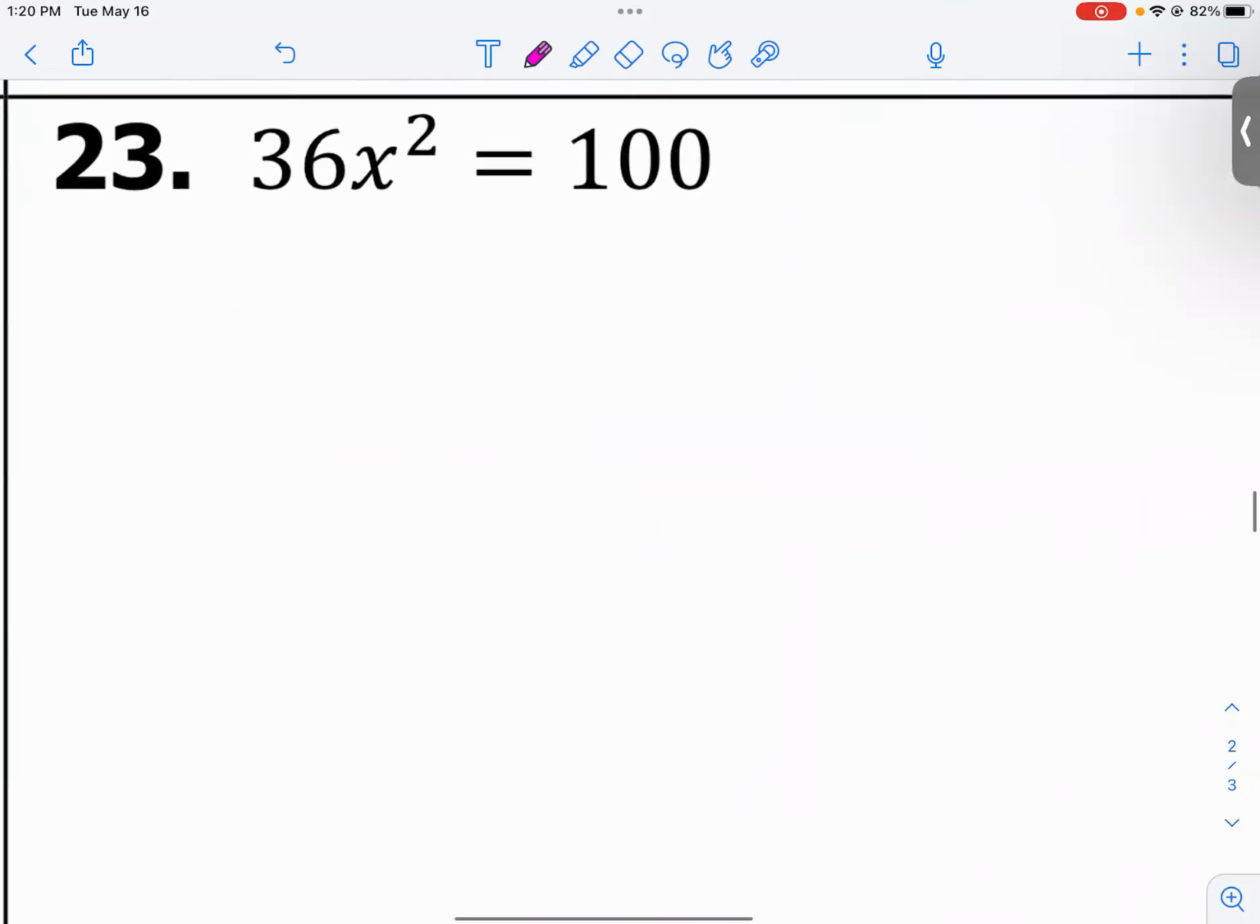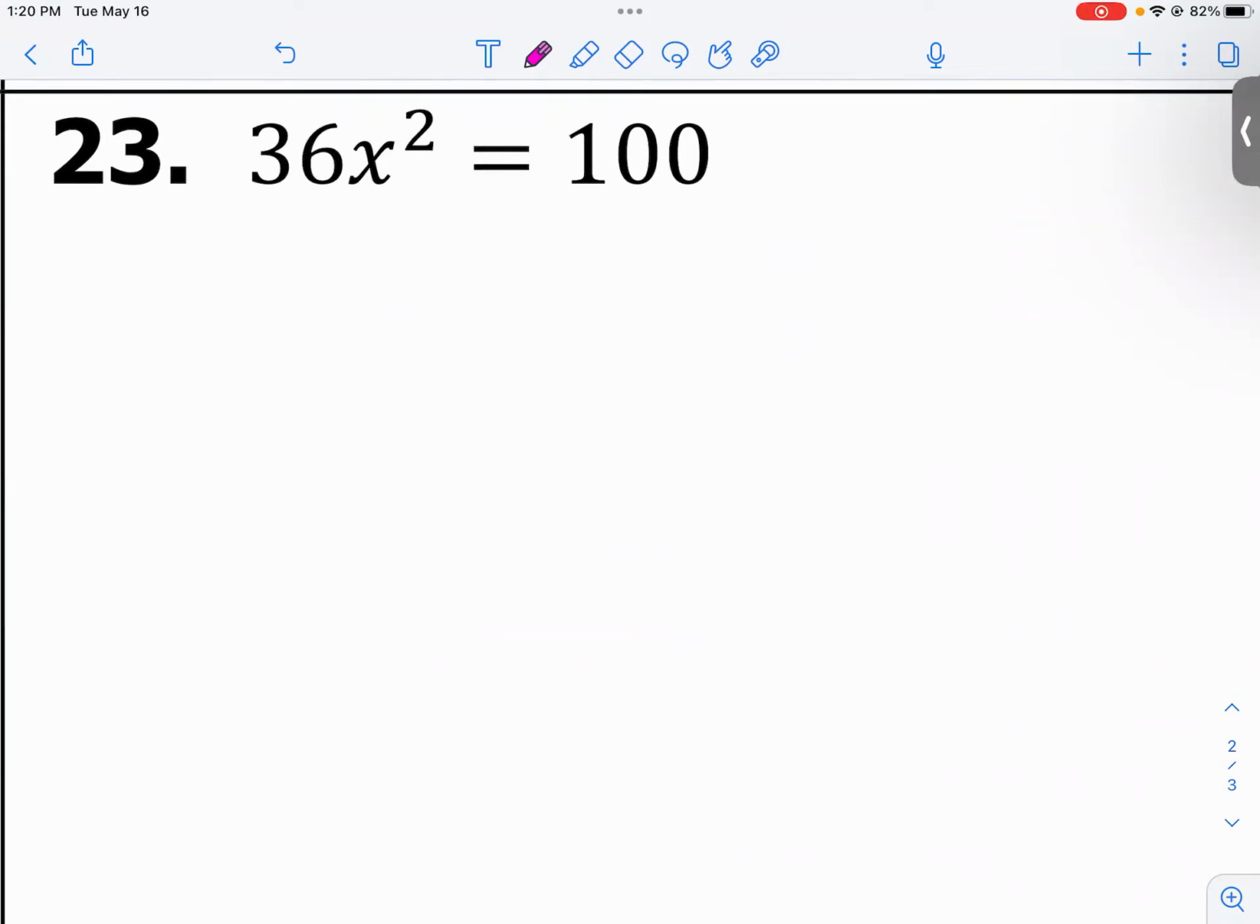Let's go to 23. This one looks cool. Look at 23. So first of all, how do I know that this is a candidate for the square root method? Yes, there are differences of squares. Not quite what I was going for, but that's not two perfect squares now. Okay. Do you see an x term? I see an x squared. Do you see an x? No. Okay, that's how we know.